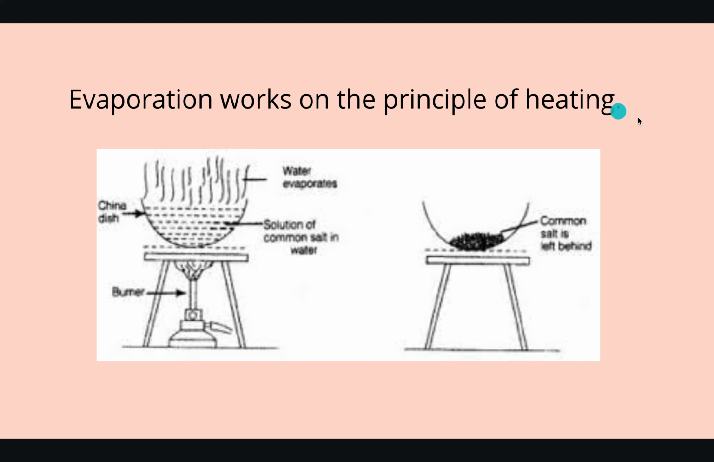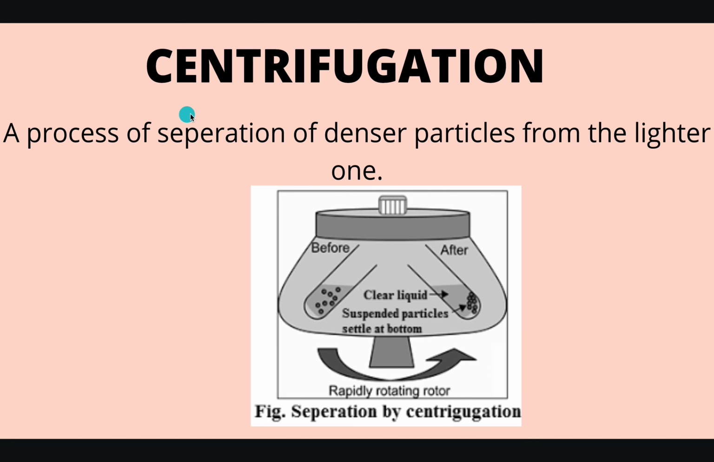Evaporation works on the principle of heating. This is most common when we have to obtain salt from the seashore. For example, here I have a solution of common salt in water. Here we have a china dish and a Bunsen burner. When this is evaporated indirectly, and indirectly is important because when exposed directly, this might make it another substance. When in contact, this water evaporates, and what we are left with are the sediments or granules of the common salt. Okay, the next one which we're going to talk about in today's class is centrifugation.